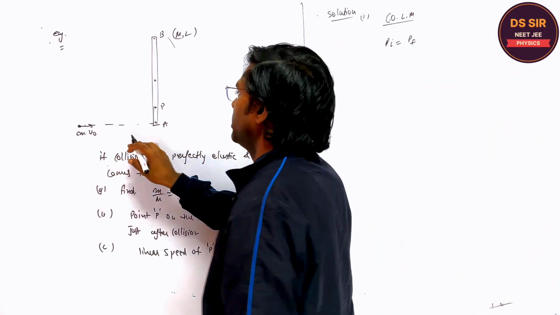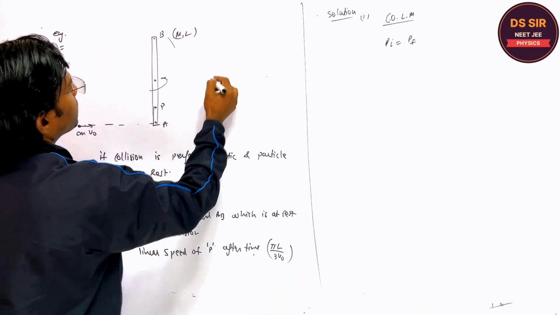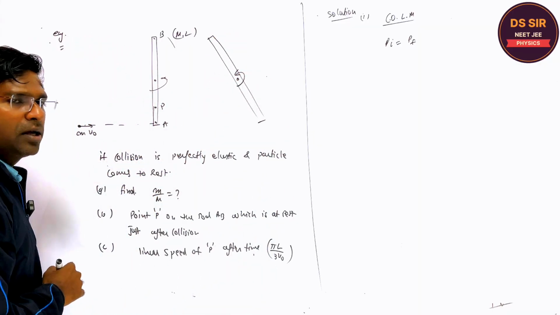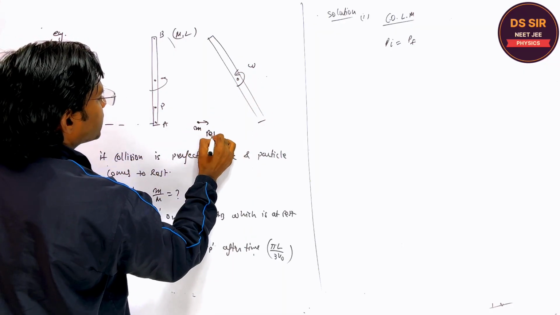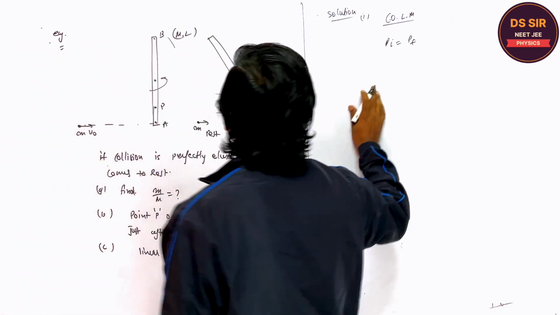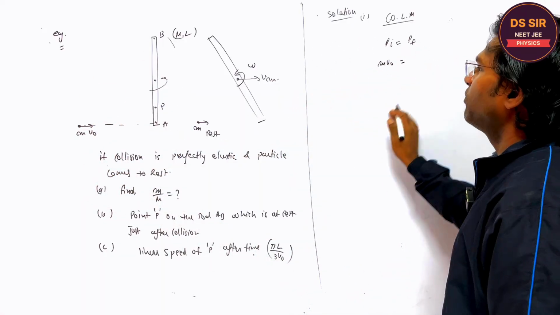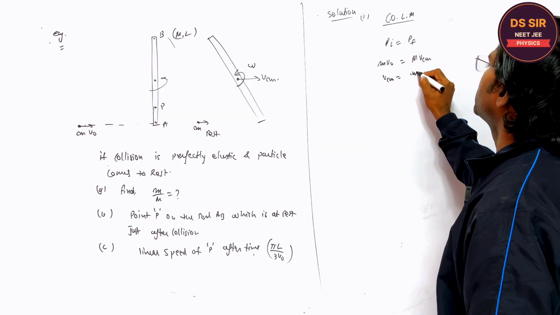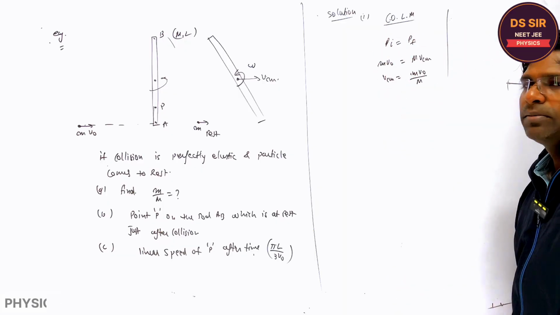After collision, the particle comes to rest and the rod will start rotating. It acquires some angular velocity omega, and the velocity of the center of mass is also achieved. The initial momentum of the system is m v naught only, and the final momentum is capital M into VCM. So the velocity of the center of mass is m v naught upon capital M. This is conservation of linear momentum.